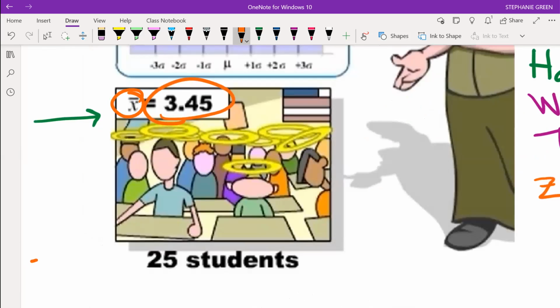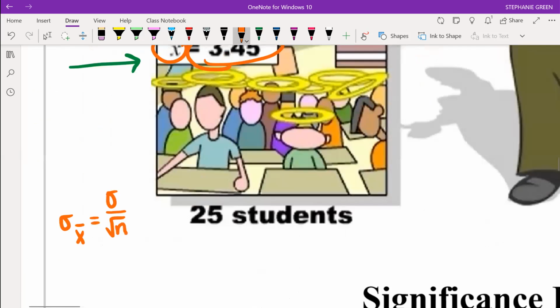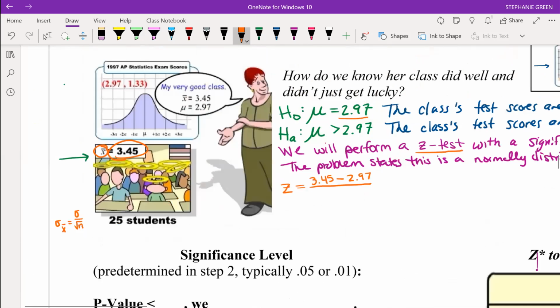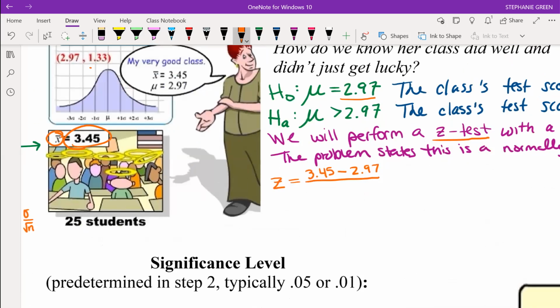And remember here, we're looking at a distribution of sample means. So the standard deviation for the distribution of sample means is always the standard deviation of the population divided by the square root of the sample size. Okay, that is in your formula sheet. We need to recognize when we have to use that. So on the denominator here, I'm going to have the standard deviation of the population divided by the square root of the sample size, 25 students. So when I put this all into my calculator, I get that the z-score for 3.45 is 1.80.